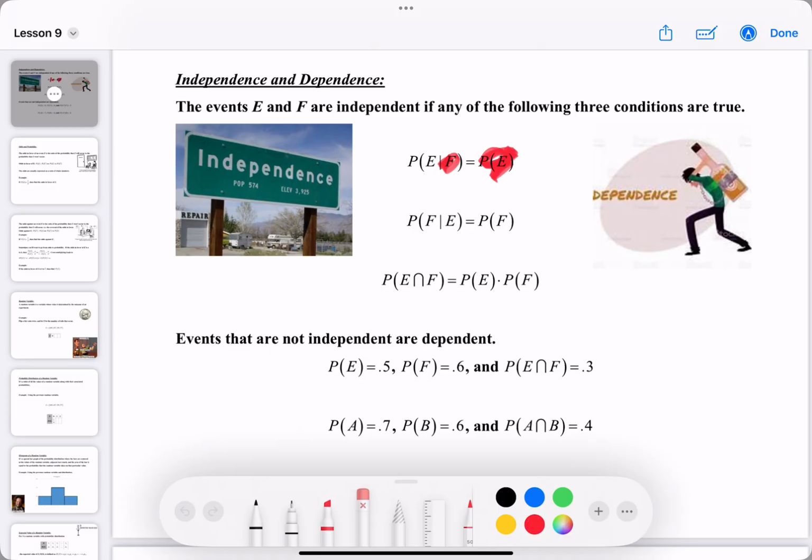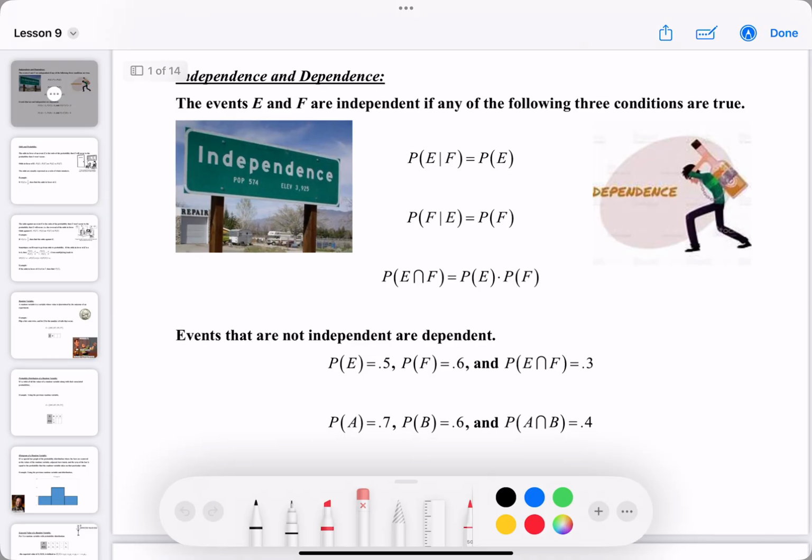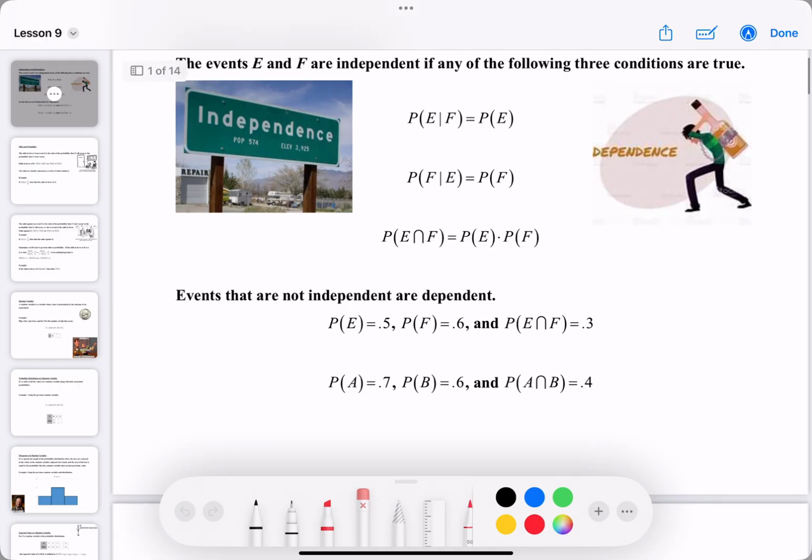Okay, let's see the second equation. P of F given E equals P of F. That means it doesn't matter whether E happened or not. So P of F given E equals P of F, the probability of the event F happening. It doesn't matter about the given condition E. And the third: P of E and F equals P of E times P of F.